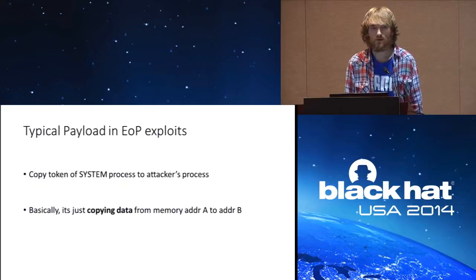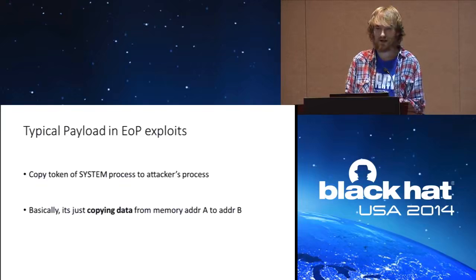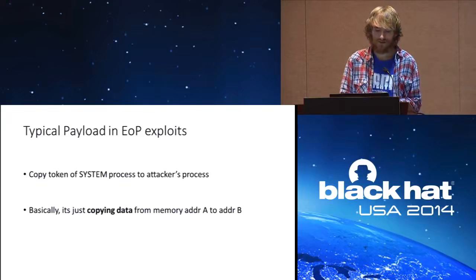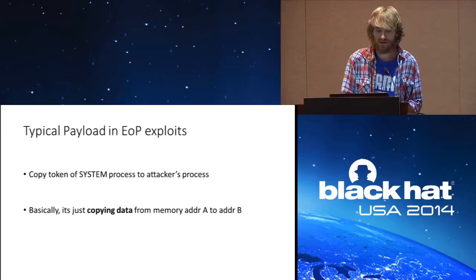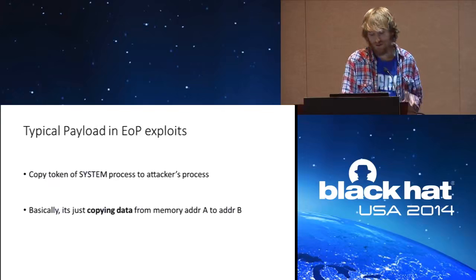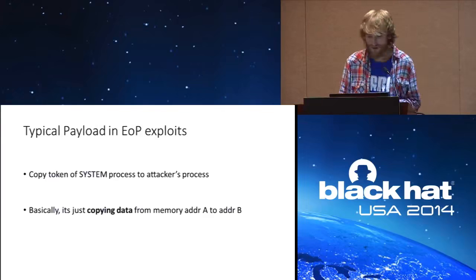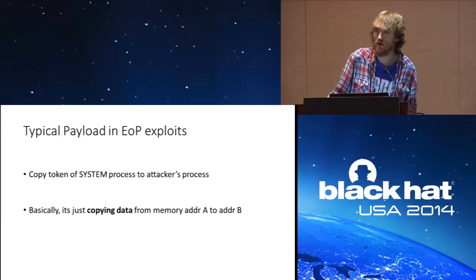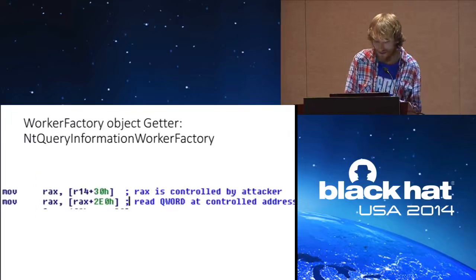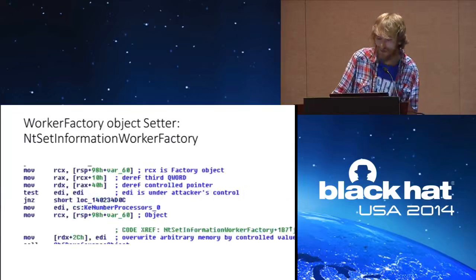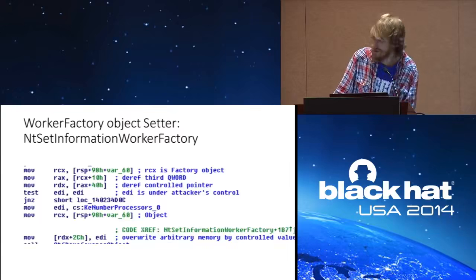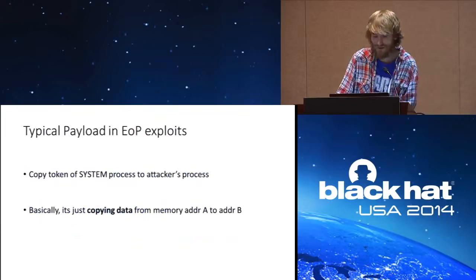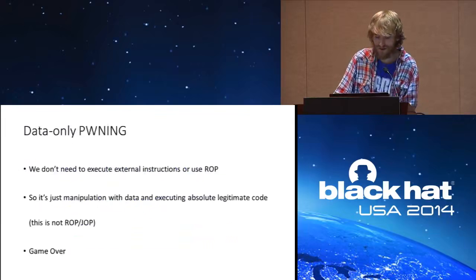For example, when you look up EPROCESS by process ID, it's just parsing of one structure that resides in memory. Using the read primitive, you can parse the structure, and using the write primitive, you can copy the system token. So in fact, there is no point in executing shellcode using ROP. You can just use absolutely legitimate code, like here or here, but with a corrupted context of the object. You simply make your payload with legitimate code, and it's not ROP, it's not your shellcode.